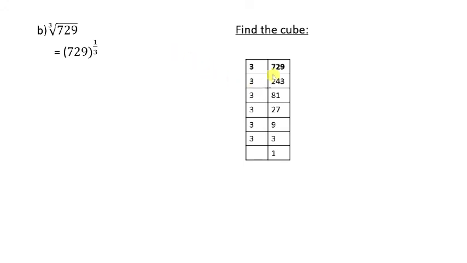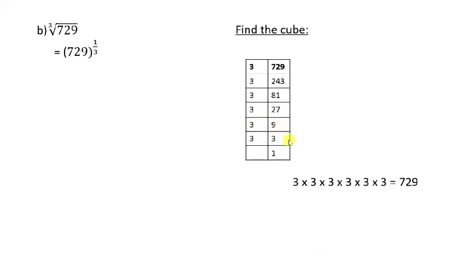We have the cube root of 729. So this symbol, cube root, means power what? 1 over 3. So we now have to find out whether 729 is a perfect cube or a perfect cubic number. So we'll use the table. 3 into 729, 243. 3 into 243 is 81. 3 into 81 is 27. 3 into 27 is 9. 3 into 9 is 3. 3 into 3 is 1.